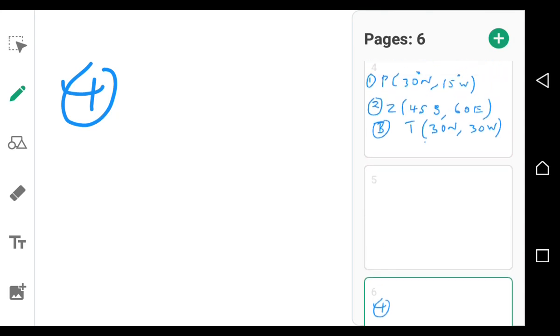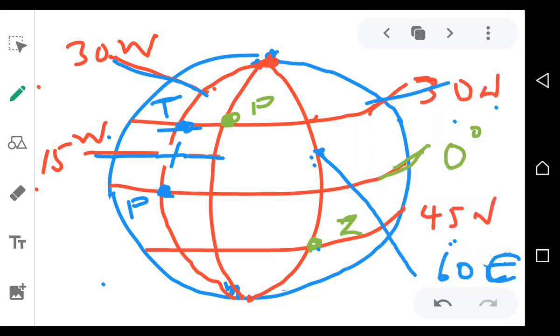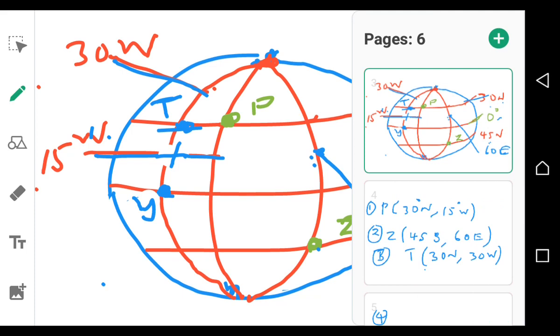Lastly, question 4, what is the position of the last point? I've already used P, so let's use another letter, Y. On the x-axis, where is Y lying? You see this Y is going straight to 0 here, 0 degrees. So on the x-axis, it is 0 degrees.